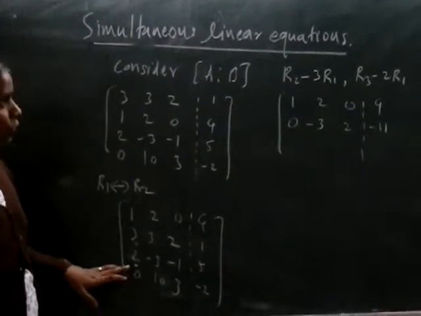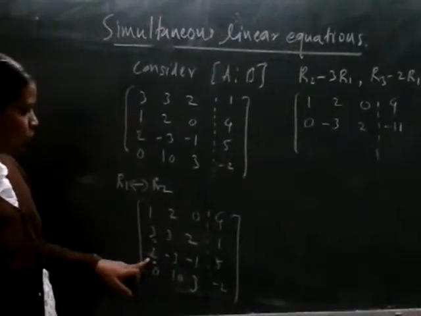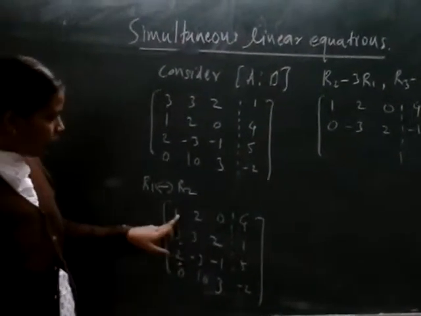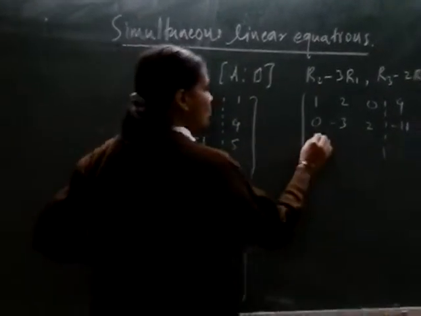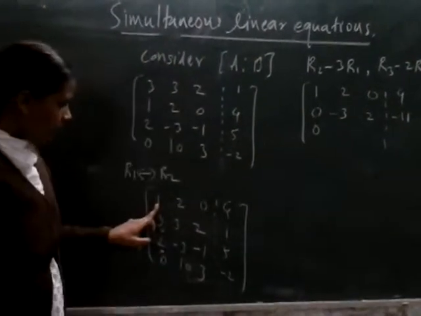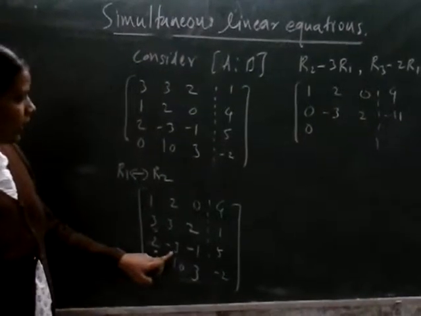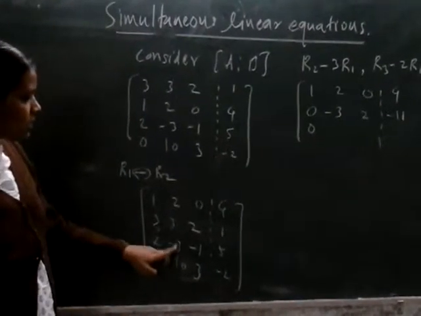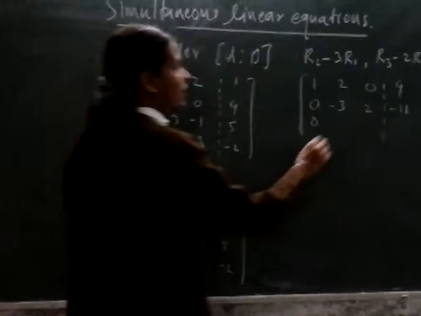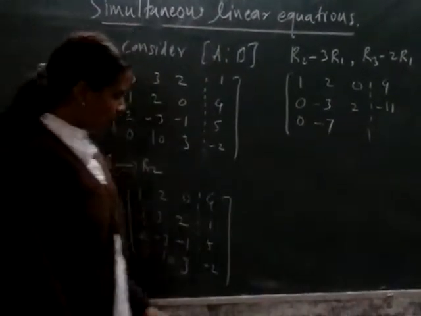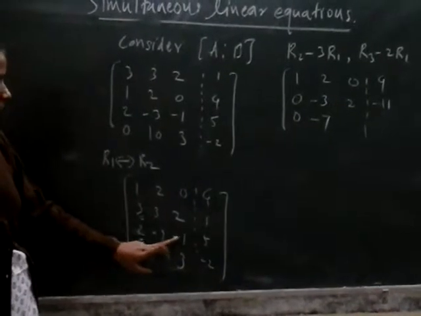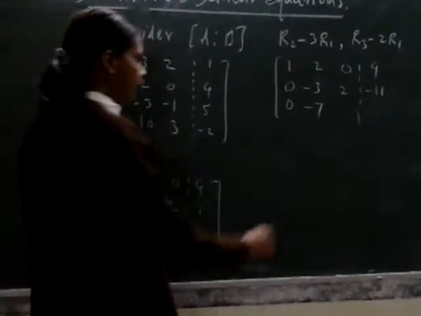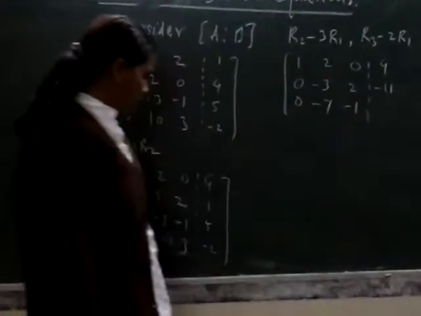What is the next operation? R3 minus 2R1. By using that one, we have to make this 2 into 0. So that 2 minus 2 becomes 0. Next is 3 and minus 4, minus 3 minus 4, it is minus 7. Next is minus 1 and that 0, it is minus 1.